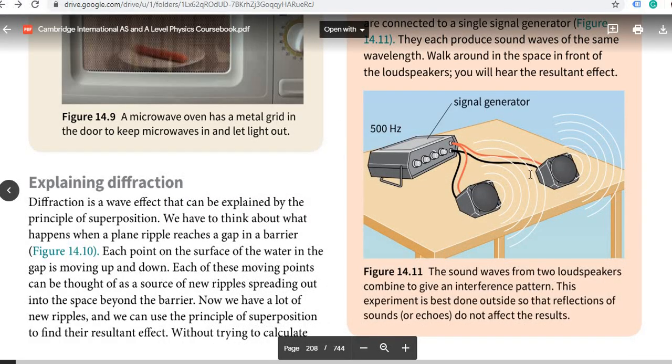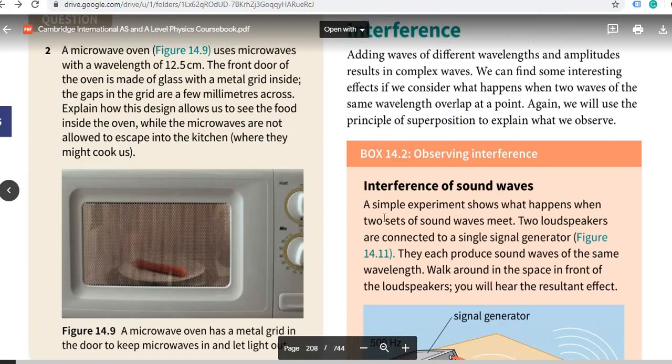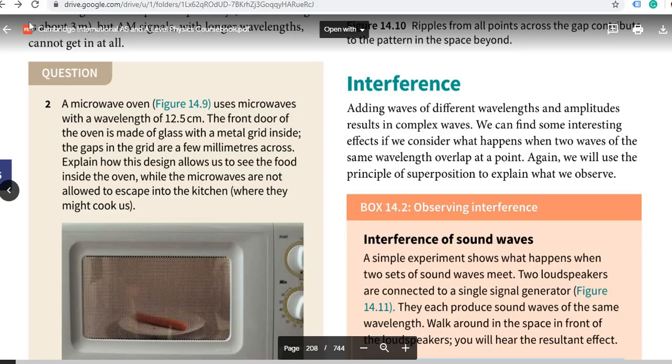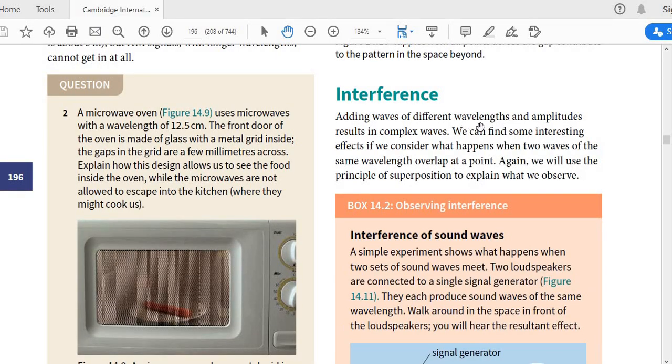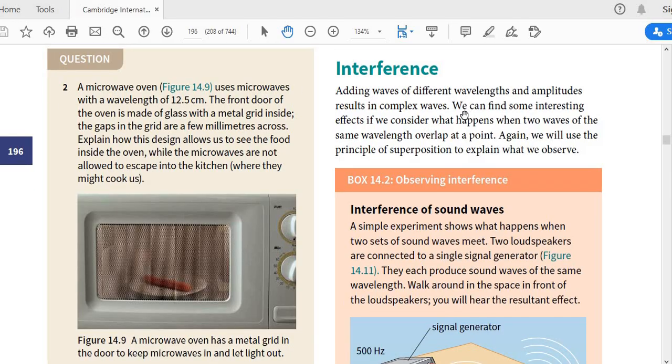Okay, so actually there is a better meaning to this coherent and phase difference. Adding waves of different wavelengths and amplitudes, we went through this, I think. Okay, anyway, I'll explain this part again. We can find some interesting effects if we consider what happens when two waves of the same wavelength overlap at a point. Again, we will use the principle of superposition to explain what we observe.